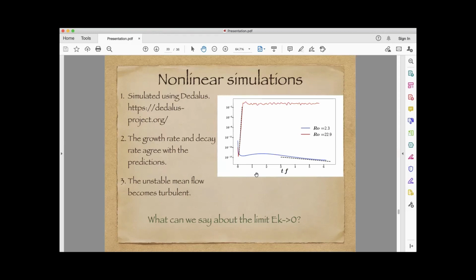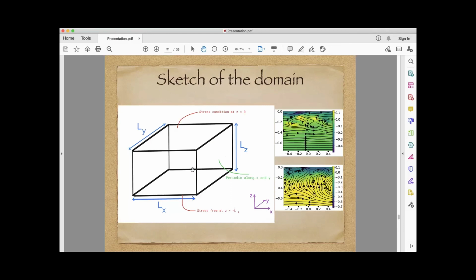And secondly, what we found is that the unstable mean flow, the case when it becomes unstable, it actually becomes turbulent. So, can we now, using these nonlinear simulations, say something about the low Ekman limit? So we did more extensive studies.